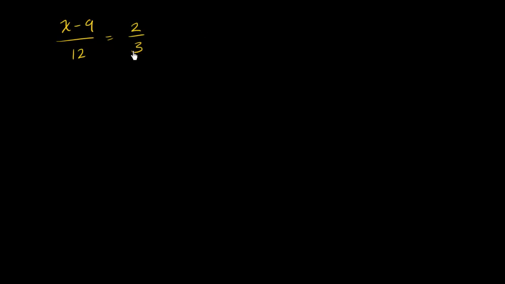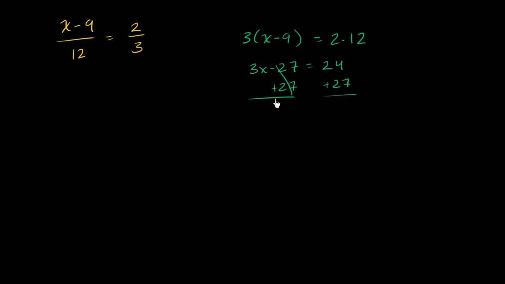And that's completely legitimate. You would get, let me write that down. So 3 times x minus 9 is equal to 2 times 12. And then you can distribute the 3. You'd get 3x minus 27 is equal to 24. And then you could add 27 to both sides. And we are left with 3x is equal to, let's see, 51. And then x would be equal to 17.